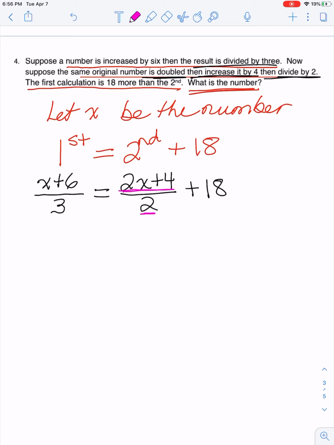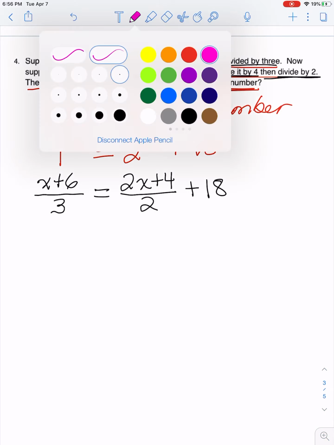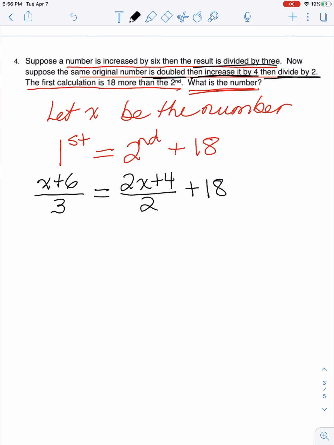But you could take this whole thing right here, and you could divide the 2x by 2 and get just x, and then divide the 4 by 2 and get just 2, and that would simplify the problem. But I'm not going to do that. What I'm going to do is pretend like I didn't even see that, and I'm going to solve this like it's a problem with 2 fractions in it. So before, when we were learning this, what we did was we made a common denominator. So the common denominator between 3 and 2 is going to be 6.